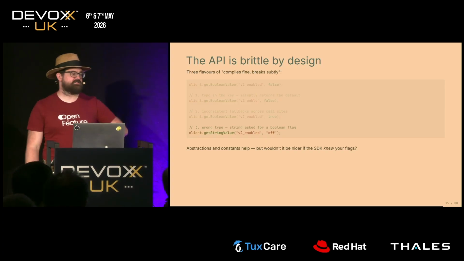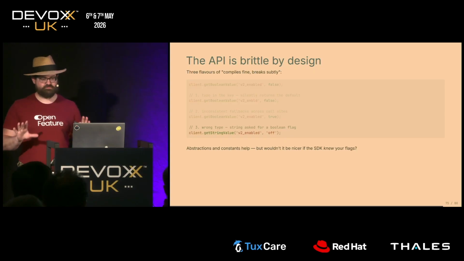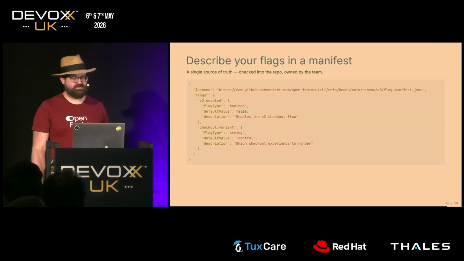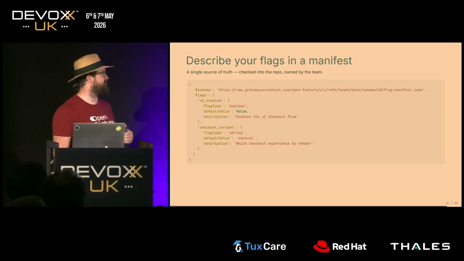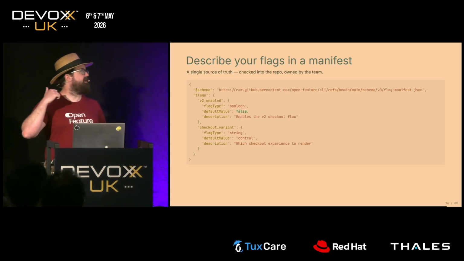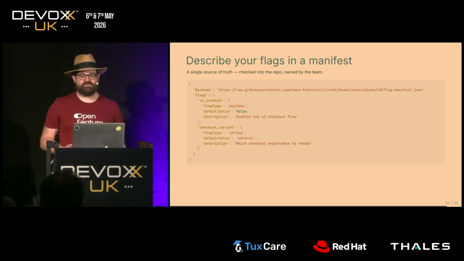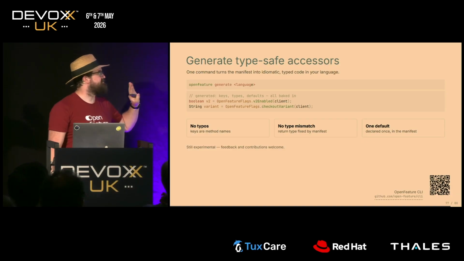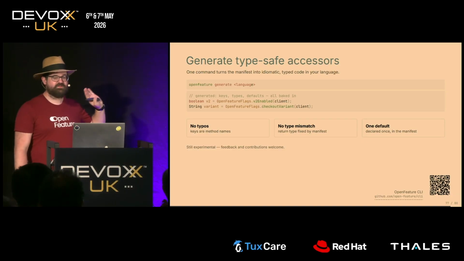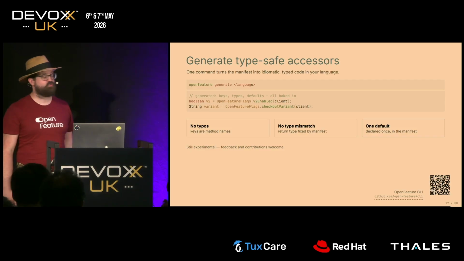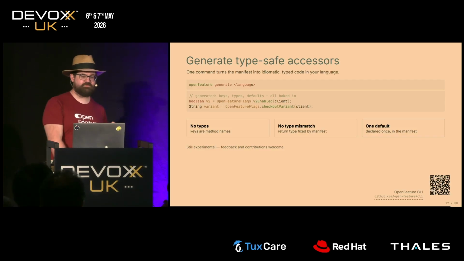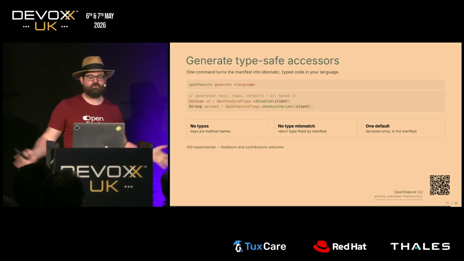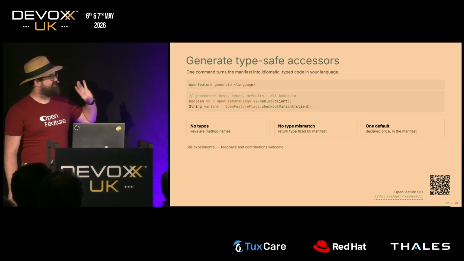And what we came up with is a tool, which is currently in an experimental phase, which allows you to describe a flag manifest, basically. We do not care about the values. We only care about the default value. We care about the name and about the description. And with this little manifest, you can generate type-safe accessors for your source code. So you do not need to know the names anymore. You have tooling around that. So you do not have these typos anymore. You do not have this type mismatch anymore. And there's one clear default throughout your whole code base.